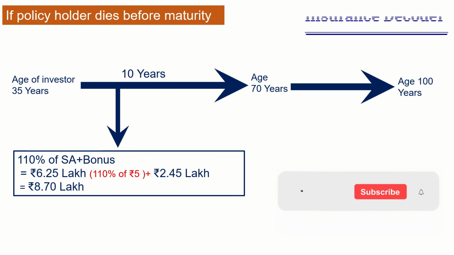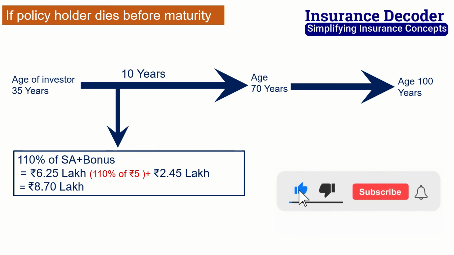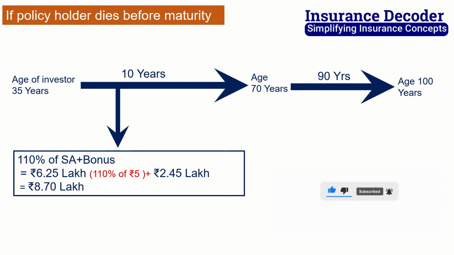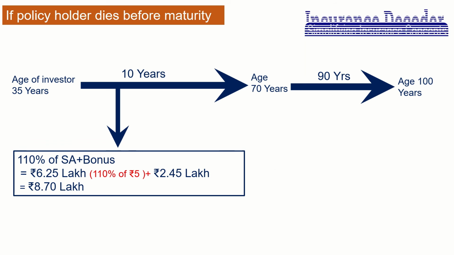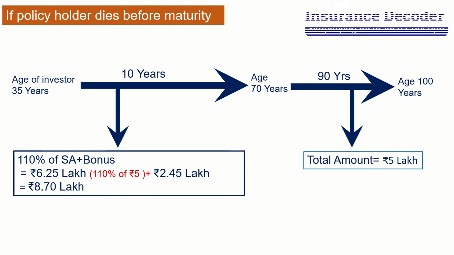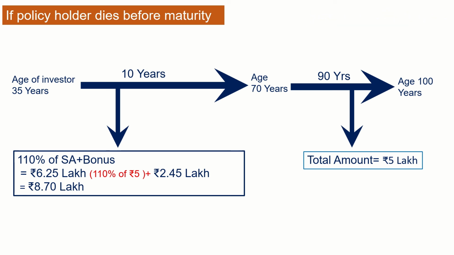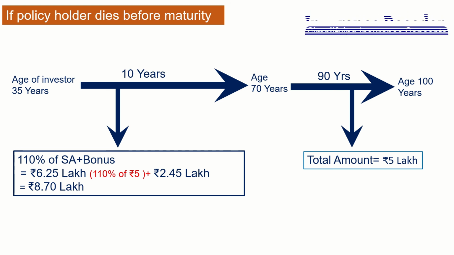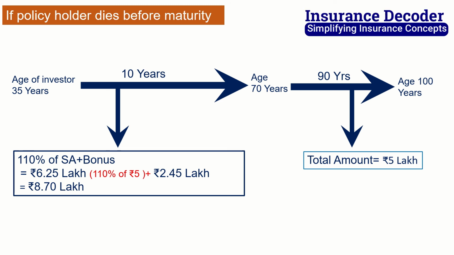Now, if the person does not die before the age of 70, and if he dies any time after 70 years, then at the age of 70 years, the family will get the maturity benefit. And if he dies after 90 years, then the family will get the sum assured amount, that is 5 lakh rupees. So if he dies after 70 years, the family will get the maturity benefit at the end of 70 years plus 5 lakh rupees. If he dies before 70 years, then the family will get 110% of sum assured plus bonus. This is how it will work.